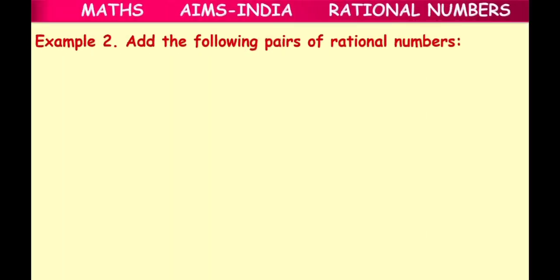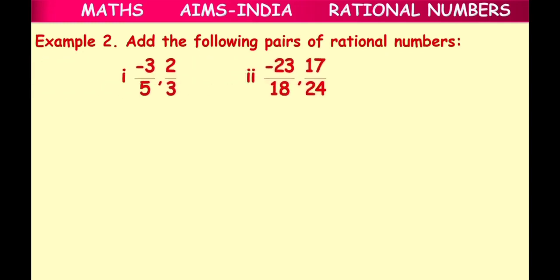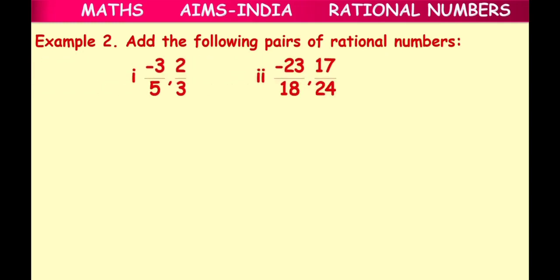So here, add the following pairs of rational numbers. Example 2, add the following pairs of rational numbers. In the first question we have minus 3 by 5, 2 by 3. In the second question we have minus 23 by 18, 17 by 24. In both the questions, denominators are different.